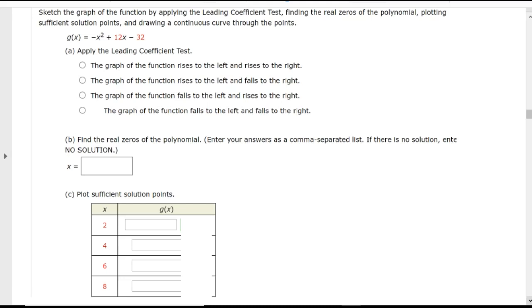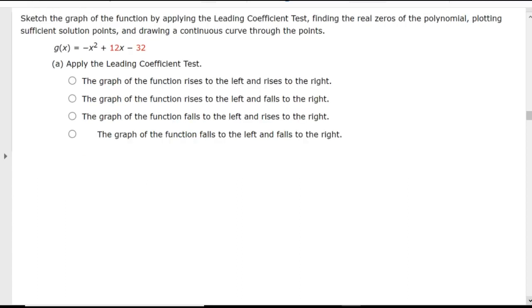So the next question is: sketch the graph of the function by applying the leading coefficient test, find the real zeros, plot sufficient solution points, and then draw the graph. So let's focus on the first part, applying the leading coefficient test.